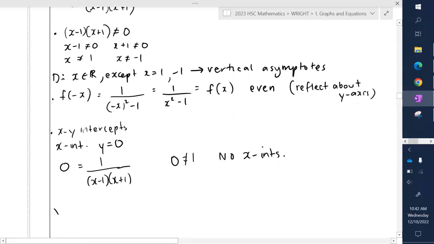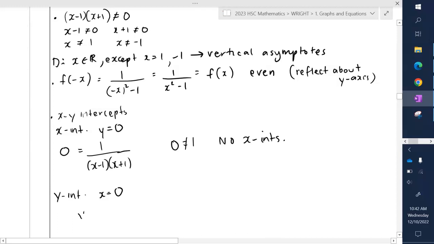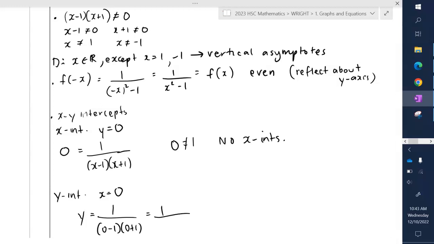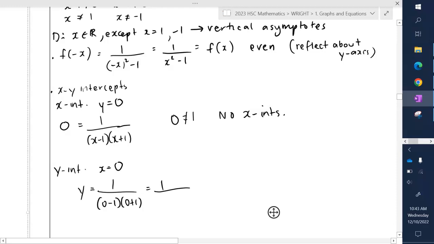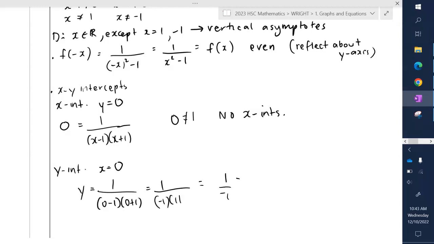Y-intercepts. When does our y-intercept happen? When x is equal to 0. So into our function, we'll pop x equals 0. So 1 over, let's just pop it in the factored form again. And we'll end up with, bottom line being 0 minus 1 is minus 1, 0 plus 1 is 1. So we'll end up with 1 over minus 1, which is minus 1. So at 0, minus 1, we're going to have an intercept.